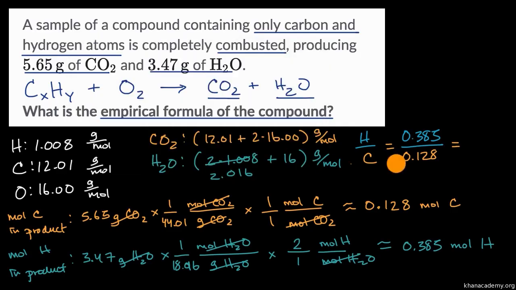So this is approximately 3. And so with pretty good confidence, I could say for every carbon, I have 3 hydrogens in my original compound, in this thing right over here. So the empirical formula of our original compound, for every 1 carbon, I have 3 hydrogens. So CH3, and we are done.